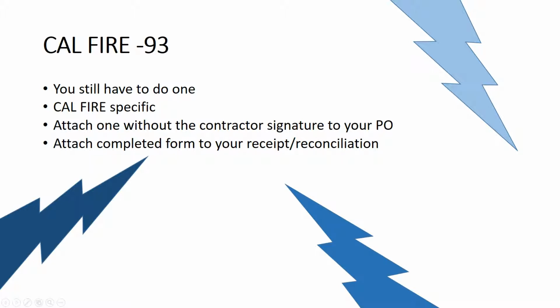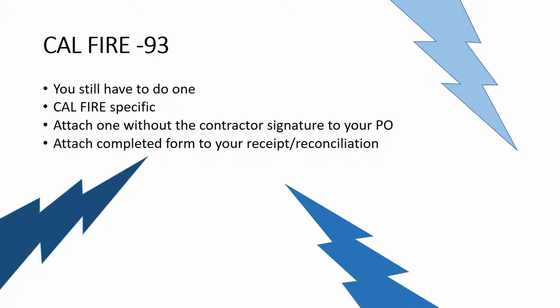The first difference between a goods and service purchase, and one of the biggest, is that a CAL FIRE 93 form will be required. They have not gone away. Although Fiscal replaces the Standard 65, which is a statewide form, the CAL FIRE 93 is a CAL FIRE specific form. Fiscal does not replace any of our department-specific policies.